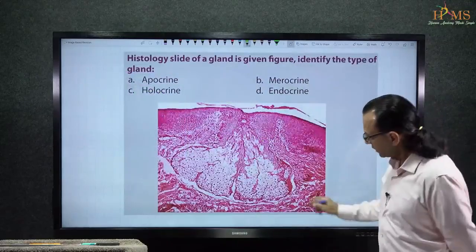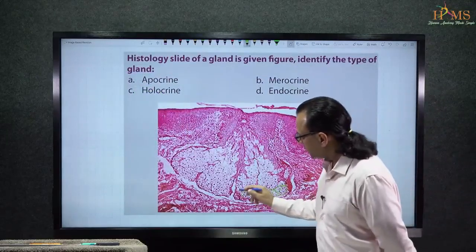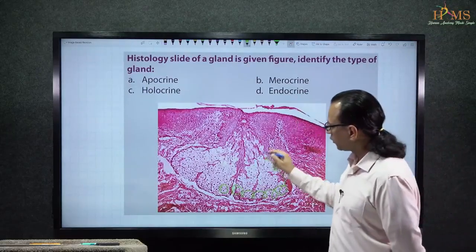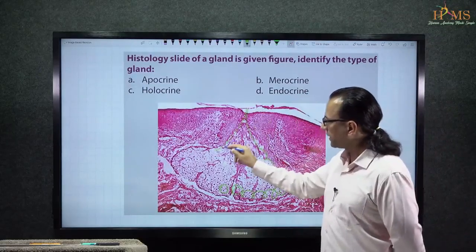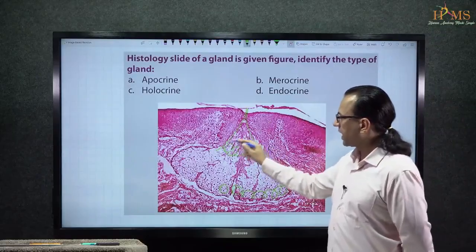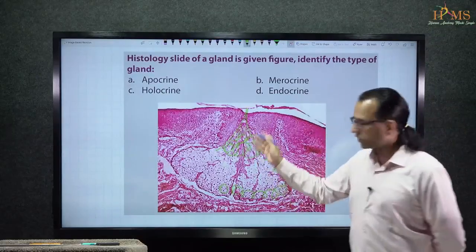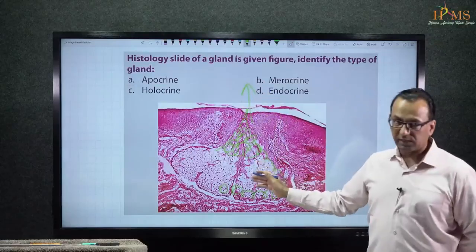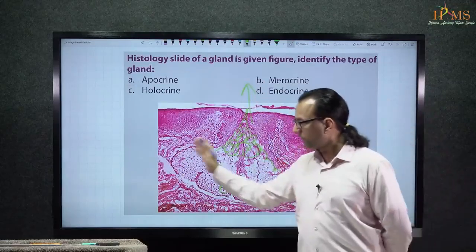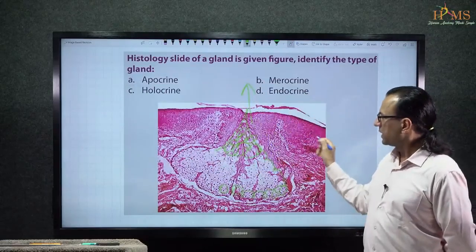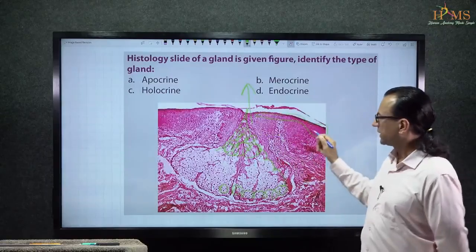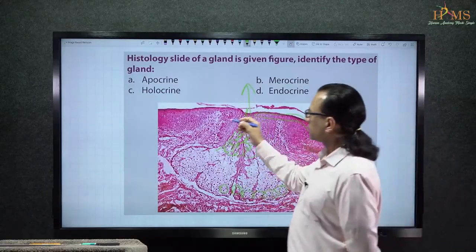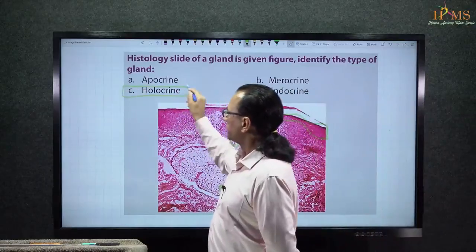As I suggested, the peripheral cells are actually intact with cell membrane and organelles, but as you are going towards the duct, you will find that they are disintegrated and the secretions are merging with the organelles coming out as sebum. So it is sebaceous gland and this is skin epithelium, and as such you will find that it is a holocrine variety of the gland. So the answer should be choice number C here.